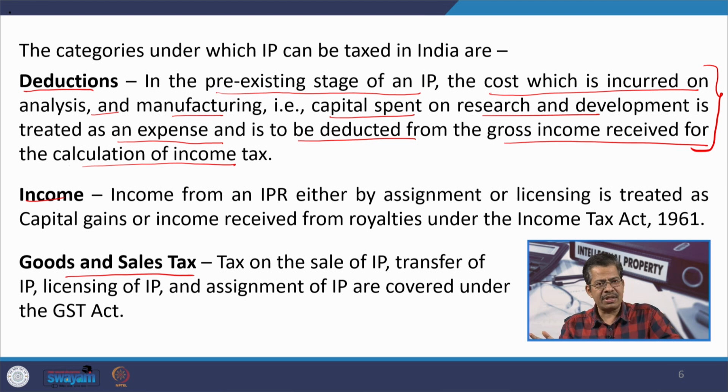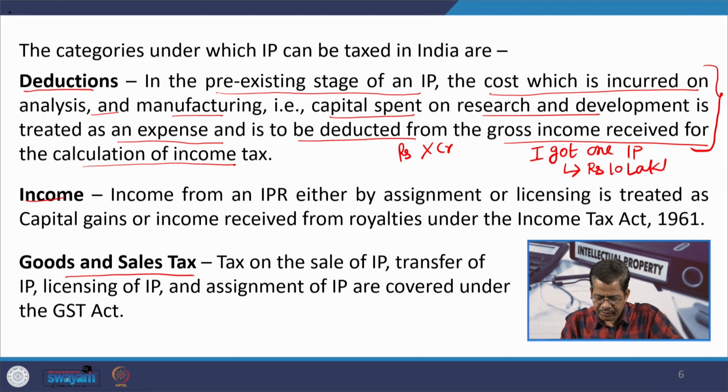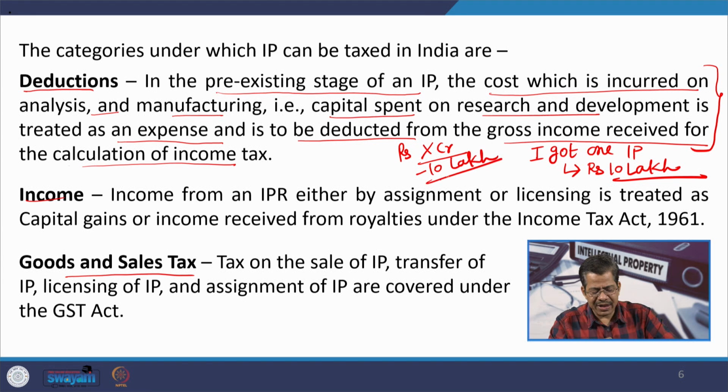So, all the expenses as part of your R&D activity, and it is more important for individuals. Suppose I have a particular level of income, let us say rupees X crore. I got one IP, and I say that for developing this IP, the kind of raw material, lab, etcetera, which I developed, I spent about rupees 10 lakh. So, from my gross income of X crore, I can deduct this 10 lakh. And then whatever is left, that will be my taxable income. Though there are various other provisions of deductions also, I am not going into the income tax class, but R&D expenses can be deductible from my gross income.